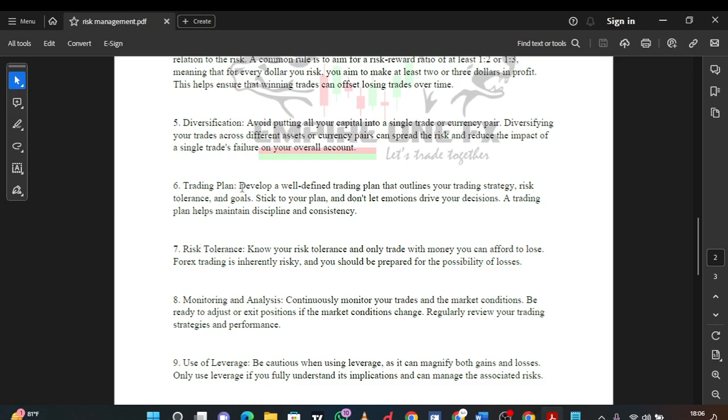Good. So we have the trading plan. You should have a trading plan. Me personally, I have a trading plan I'm using to take out every single trade here. I would take you through that, but I didn't display it here. So maybe in future videos I'll be showing that. So we have what they call the risk tolerance.